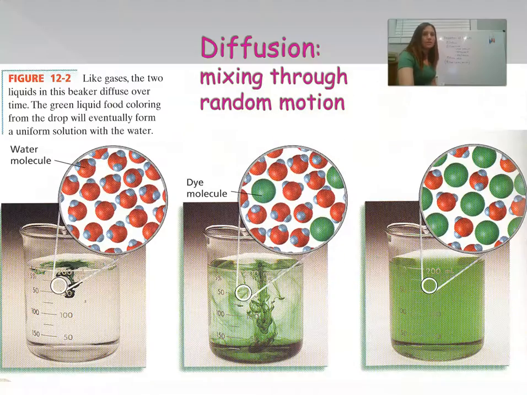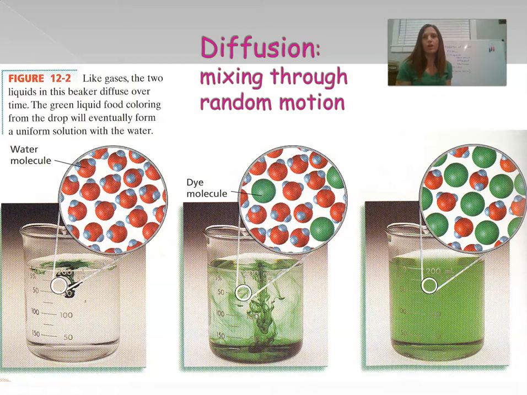So diffusion is the mixing of a gas or a liquid, any substance, through its random motion. So when liquids diffuse, if you imagine taking a drop of food coloring and putting it into a container of liquid like this one, the drop of food coloring starts really concentrated in the center.